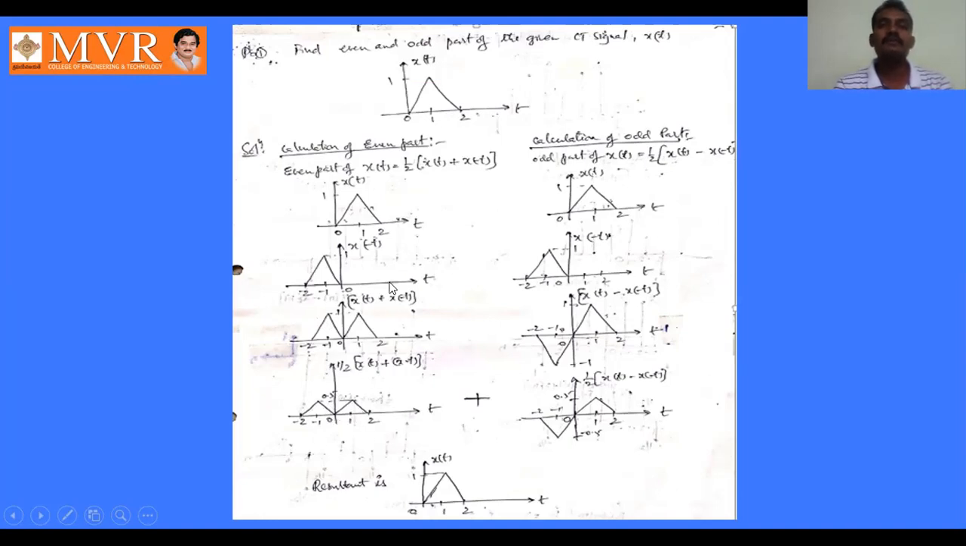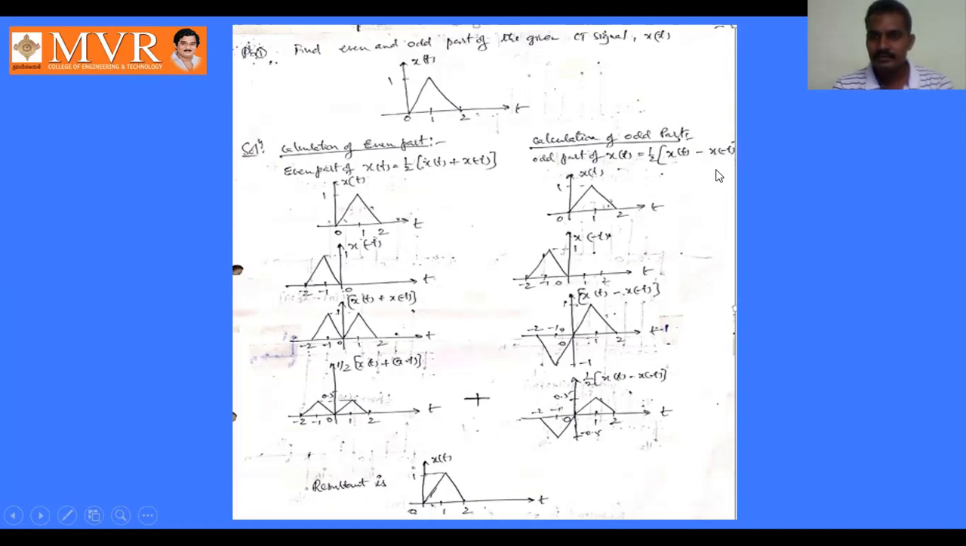Coming to the odd part of the waveform. So how to find out the odd part of the waveform? Odd part of the waveform is calculated by using the formula: odd part of x of t equal to half of x of t minus x of minus t. Here also we are calculating the mirror image of x of t, but it will be subtracted from the original image and it will be halved.